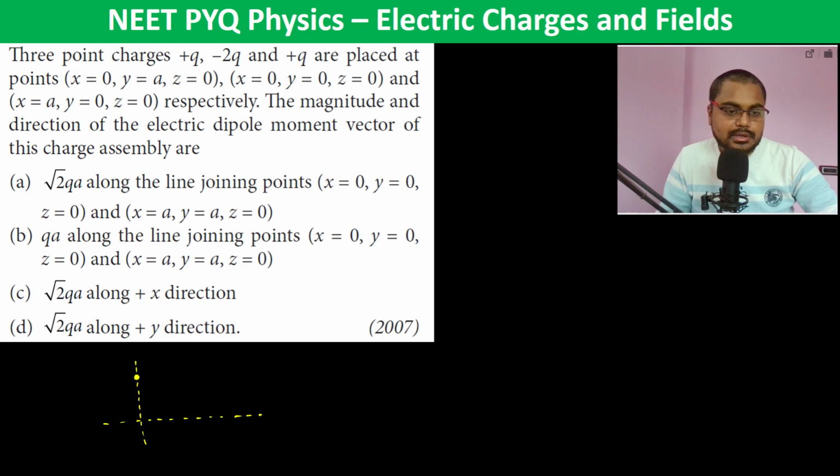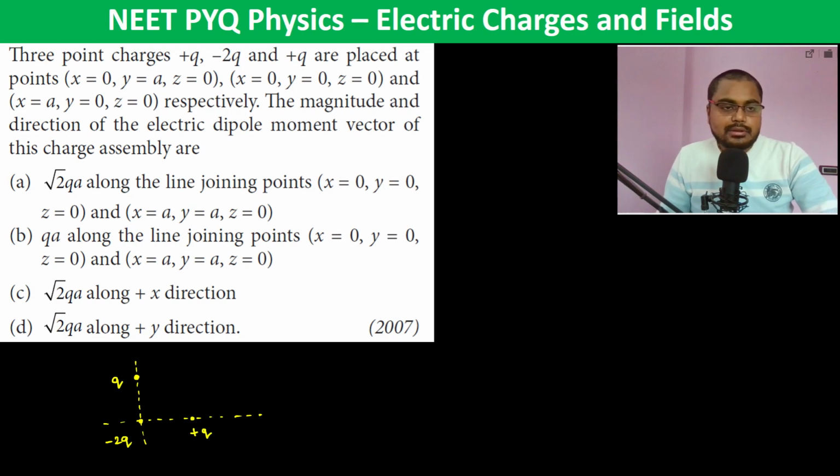Okay, so here is q. Then at x equals 0, y equals 0, z equals 0, it's minus 2q here, and a is plus q in the direction x equals a. So this is plus q here.